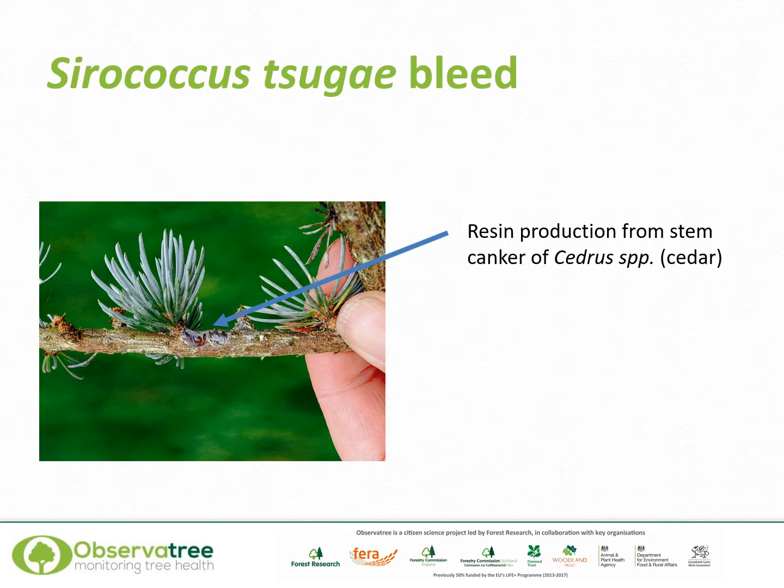In this slide we're going to look at the bleeds you might see associated with Sirococcus tsugae, which again is another Observatory priority pathogen. It's a fungal pathogen that causes shoot blight and cankers on cedar and shoot blight on hemlock. It can attack seedlings and saplings as well as mature trees. The pathogen has the potential to cause considerable damage to valuable ornamental trees in public and private gardens and economic losses for the forestry and nursery sectors in the UK.